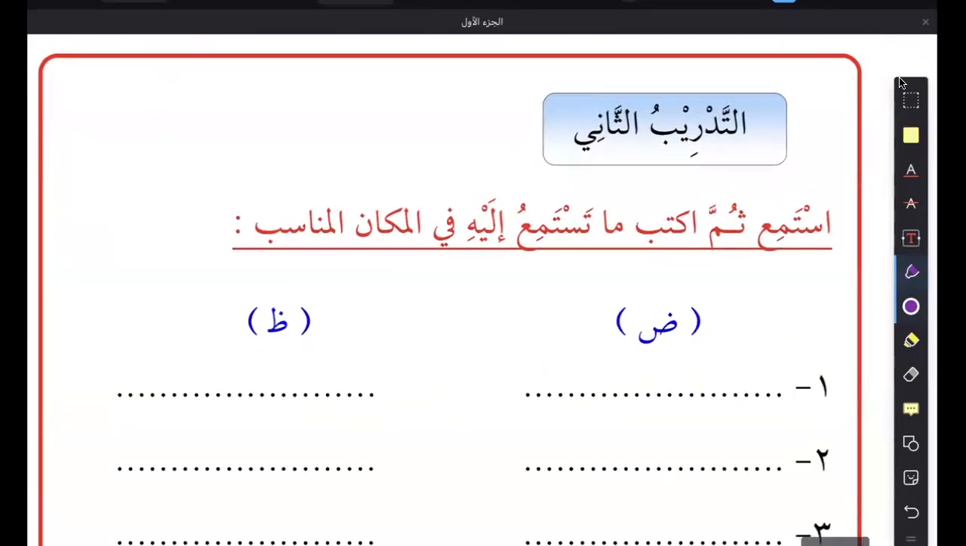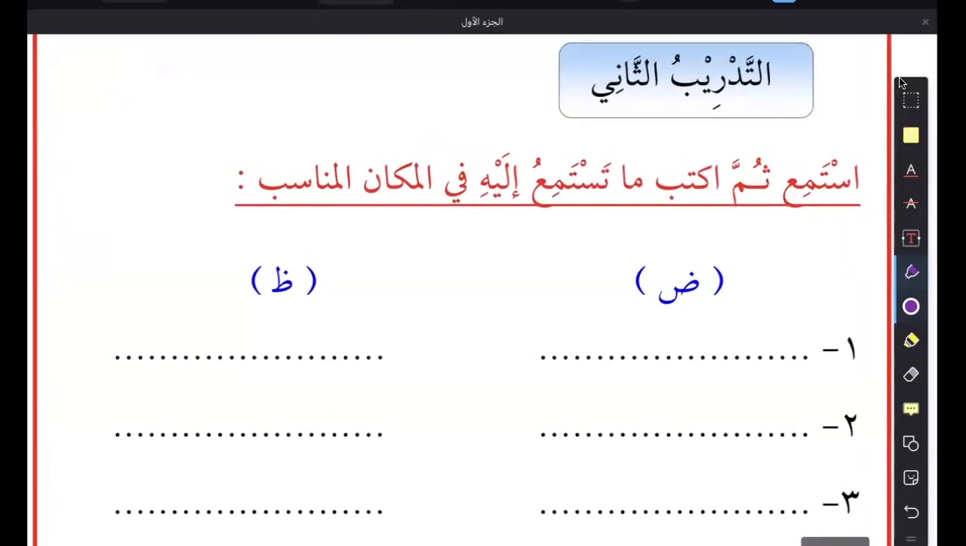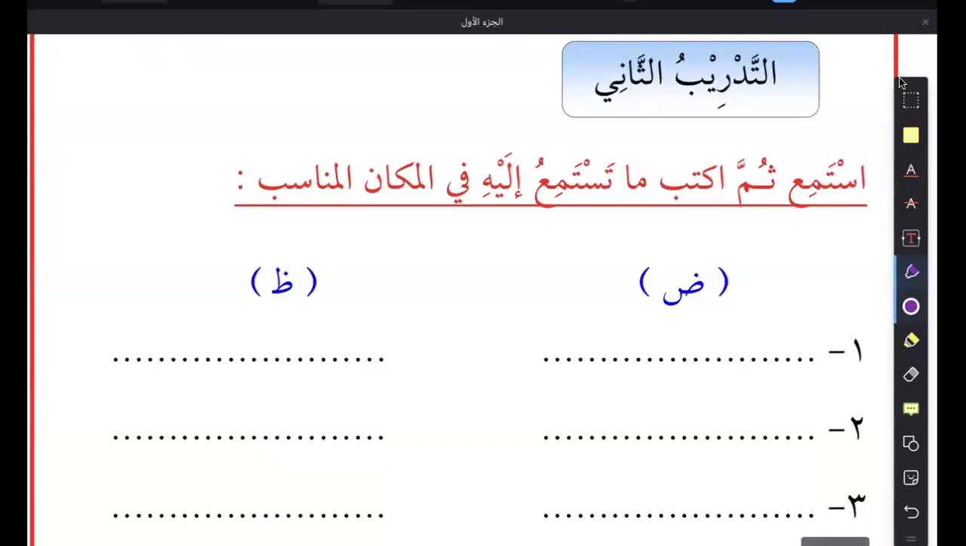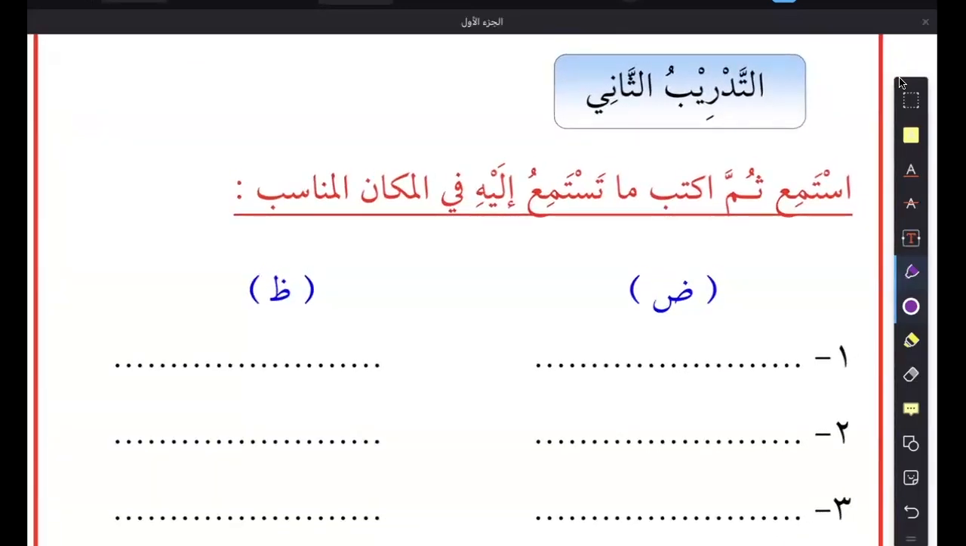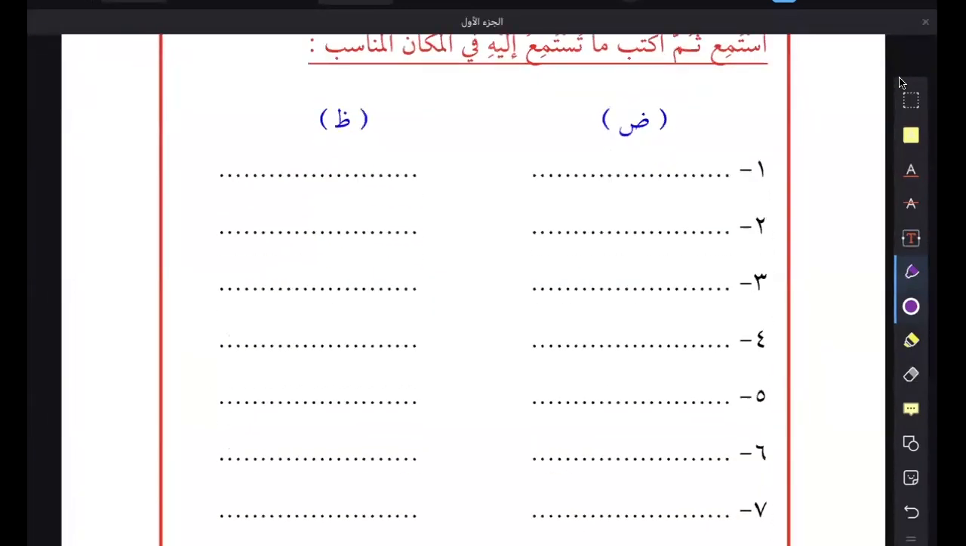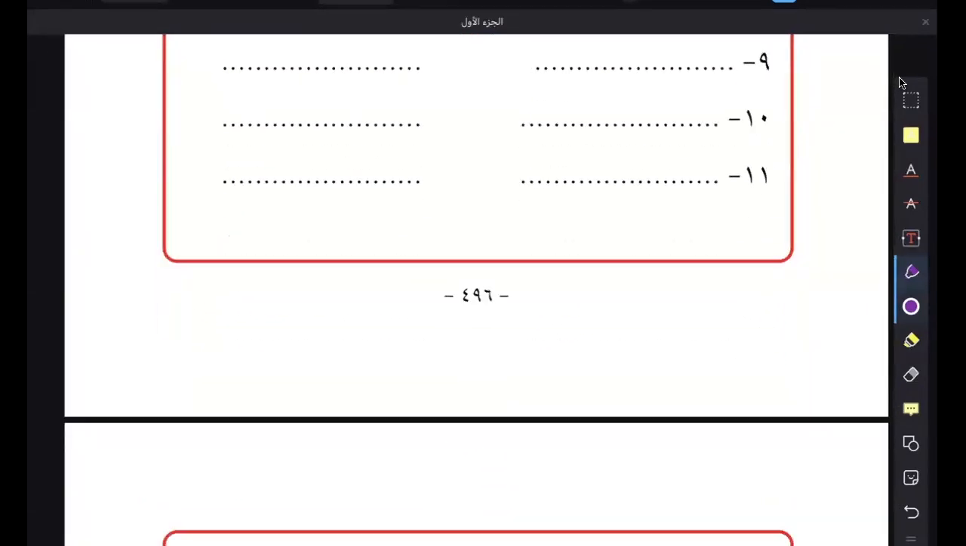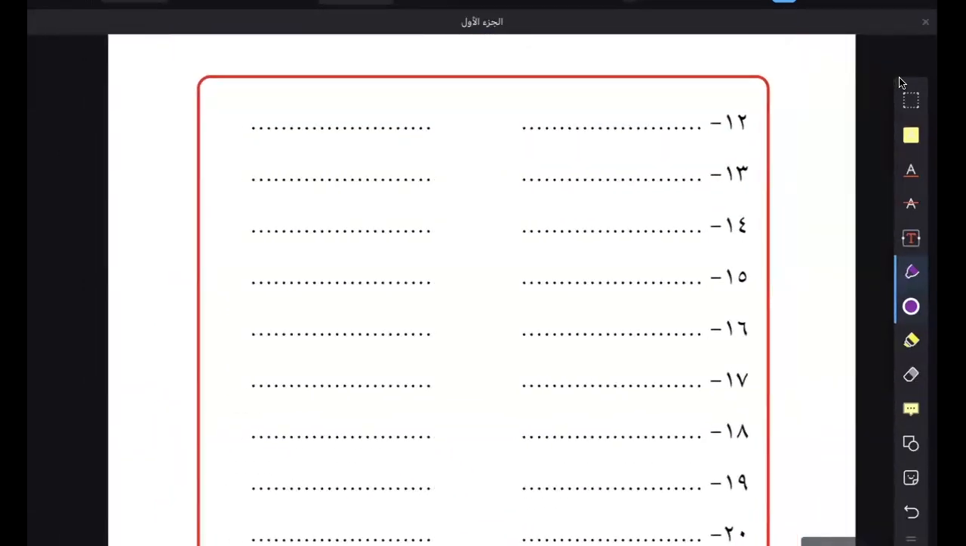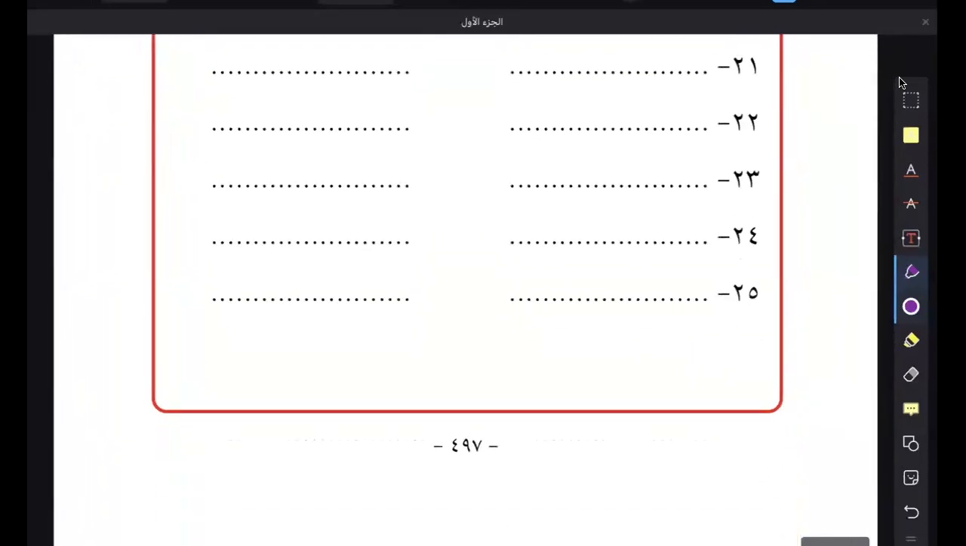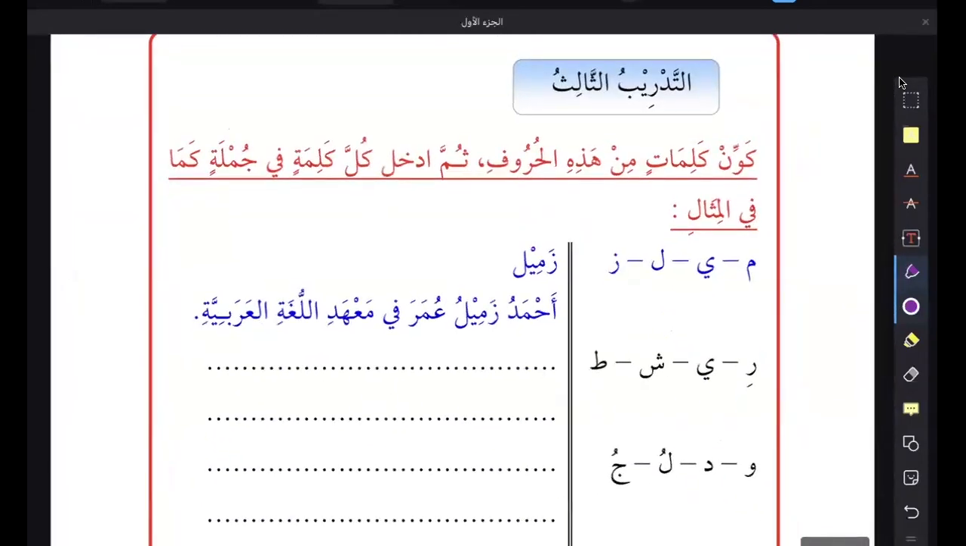Now we have التدريب الثاني. It says استمع ثم اكتب ما تسمع إليه في المكان المناسب. Of course, we don't have the text, so we don't know what to do here. It's talking about that you have to listen and then write what you have heard. So we have to skip that.